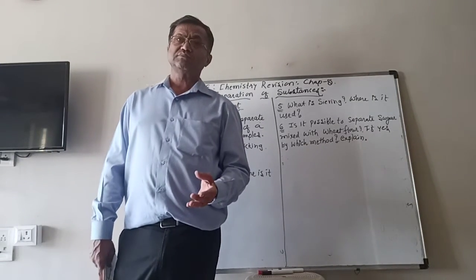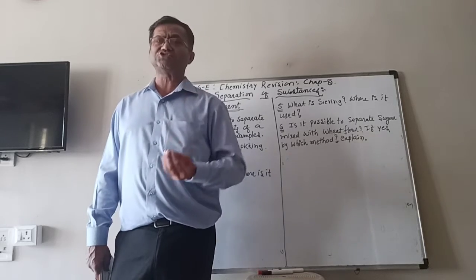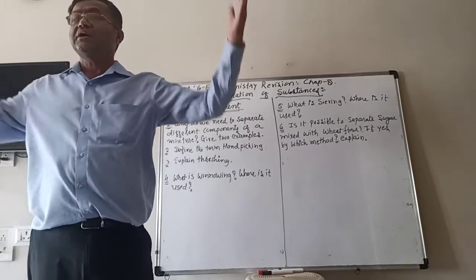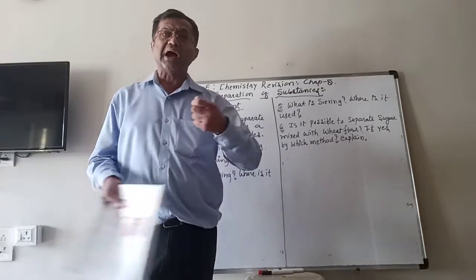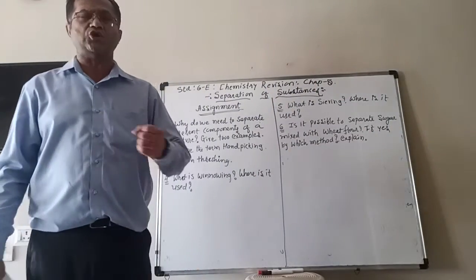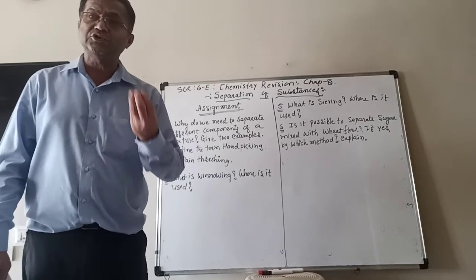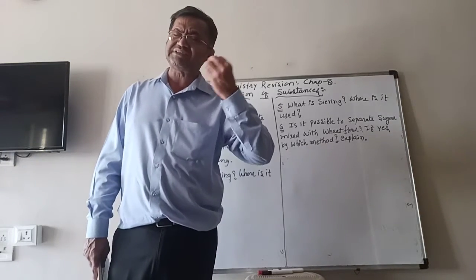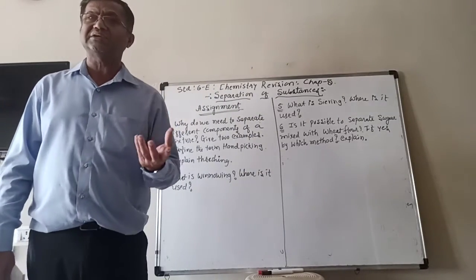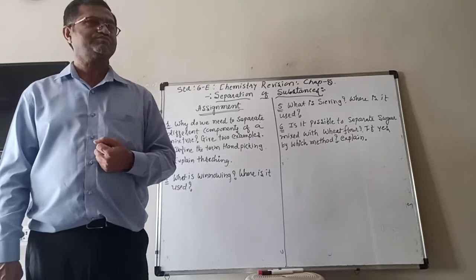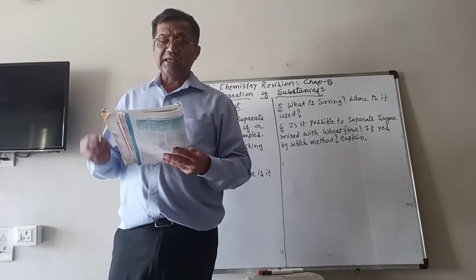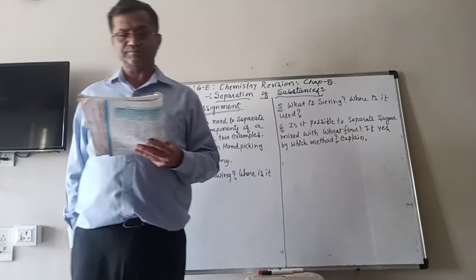Because on one stalk, it's not that there are only a few grains. There are so many grains on one stalk. And in the farm, when you harvest the crop, there are so many stalks, bundles and bundles of stalks. If you do the separation by hand picking, it will take a longer time and it is quite tiresome also. So we have to use another method, and that is known as threshing.